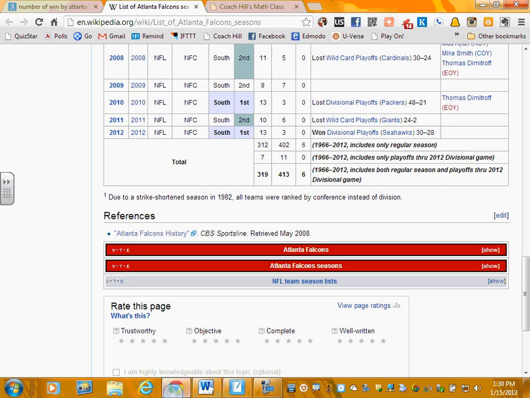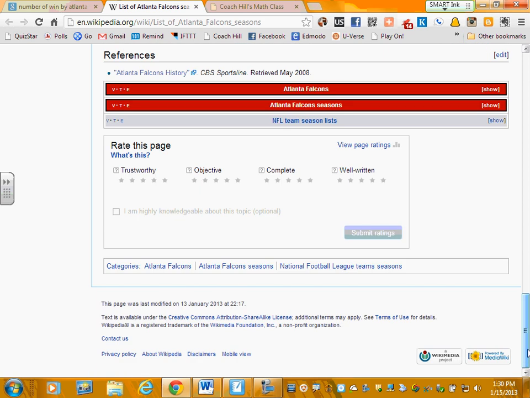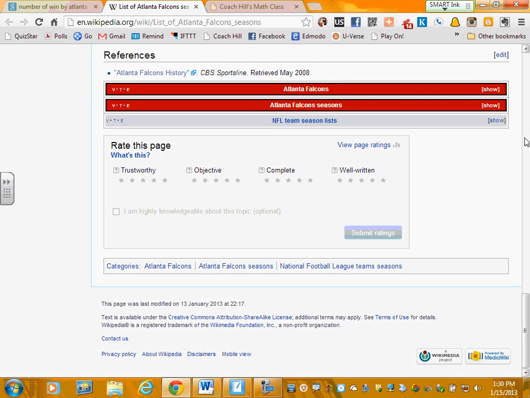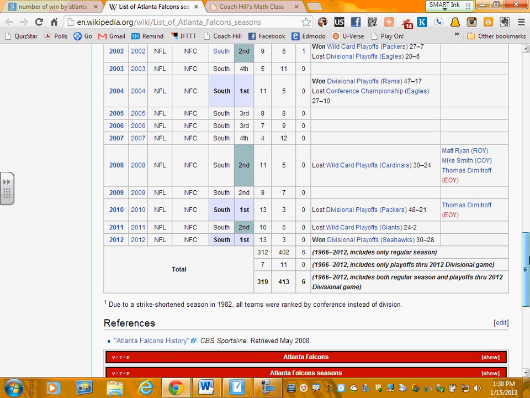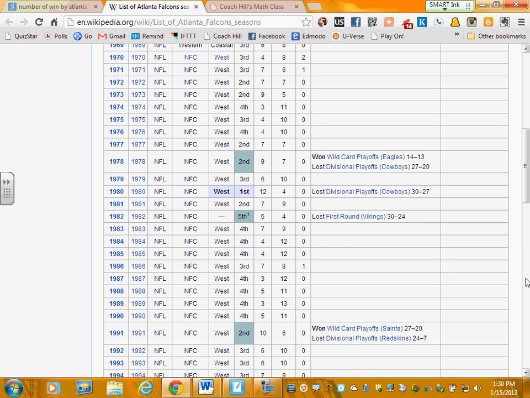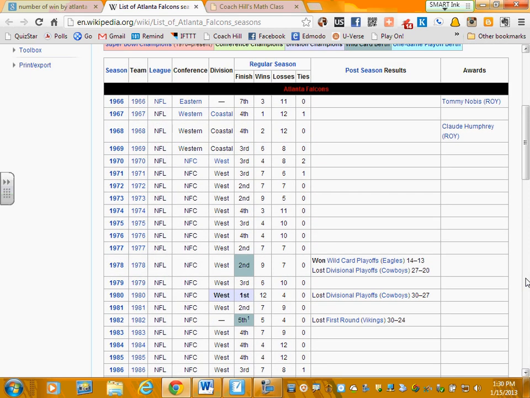Okay, if you look on Wikipedia, it starts wherever that went. The Falcons started right here in 1966. Why is there not a 1965? Yeah, it was a brand new franchise. It wasn't bought from somebody else.